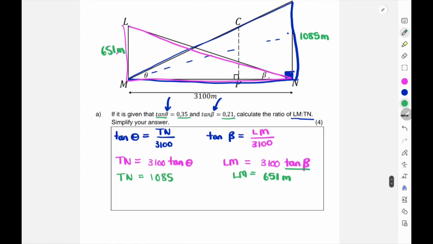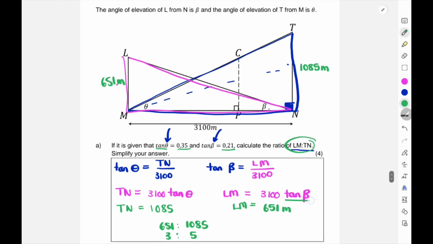Okay, but now that I've got the two distances, they told me to write it in a ratio in simplest form. So LM was 651 to the ratio TN, which is 1085. And when you simplify that in your calculator, you should get 3 to the ratio 5. Okay, all right.